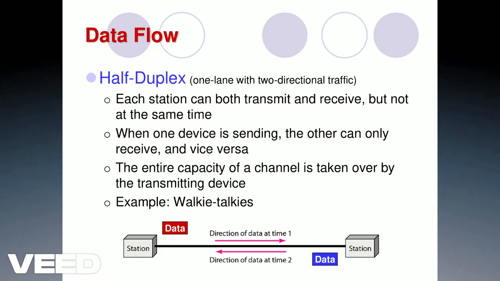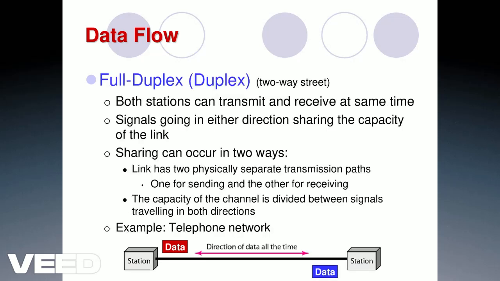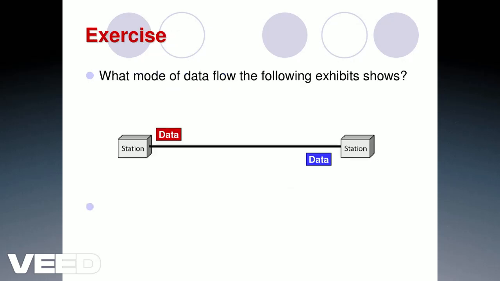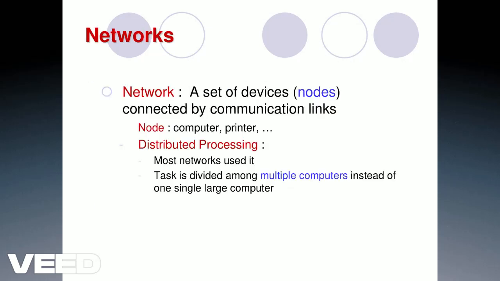Half duplex means both sender and receiver can transfer the data, but not at the same time. That is called half duplex. Example, walkie-talkies. Next one, full duplex. Both sender and receiver can transfer and receive the data at the same time. Example, telephone network. Next one, networks.